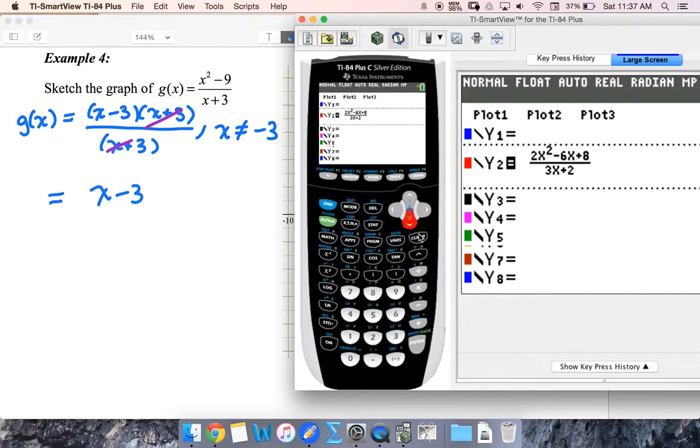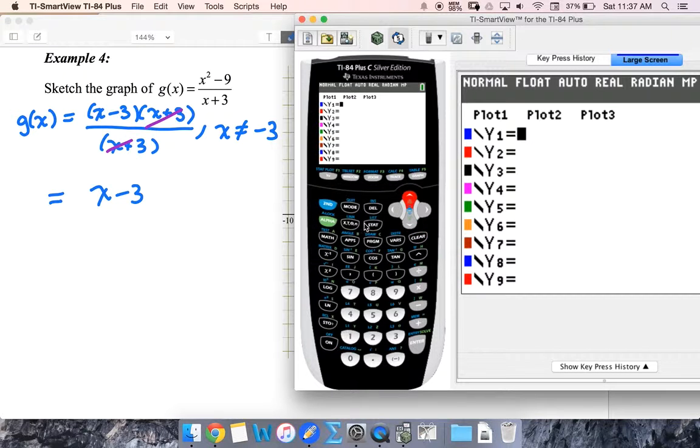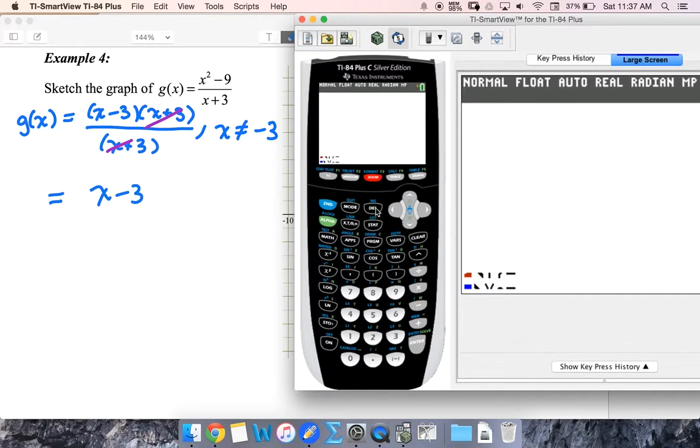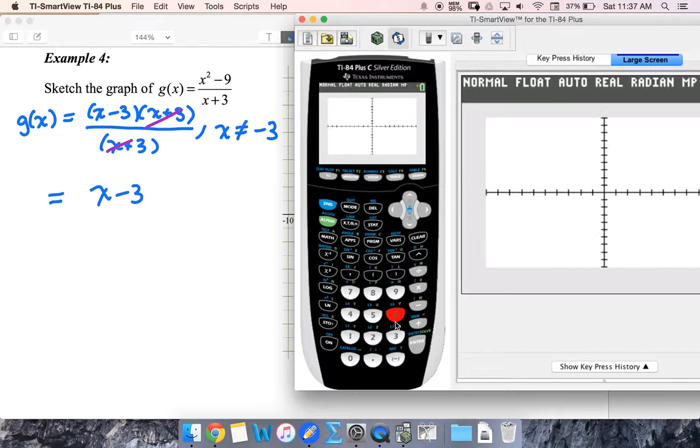So let's clear out what we had before. So up top, I've got x squared minus 9. In the bottom, I've got x plus 3. I'm going to go back to a standard window. And my calculator doesn't show the hole. That's because your calculator does not have a very precise screen.